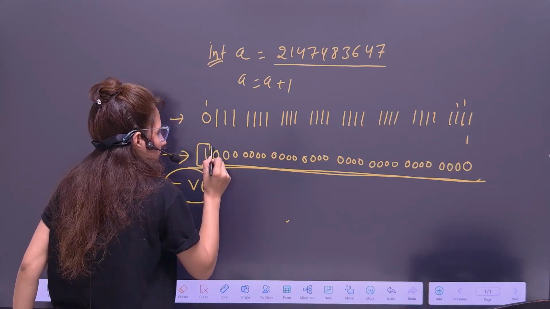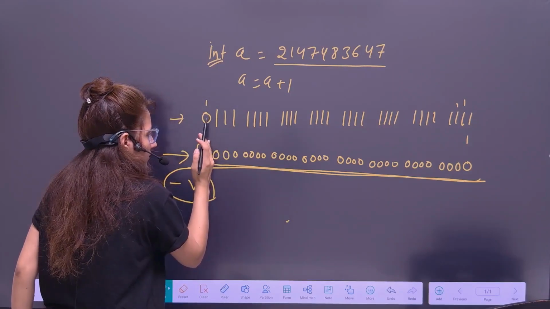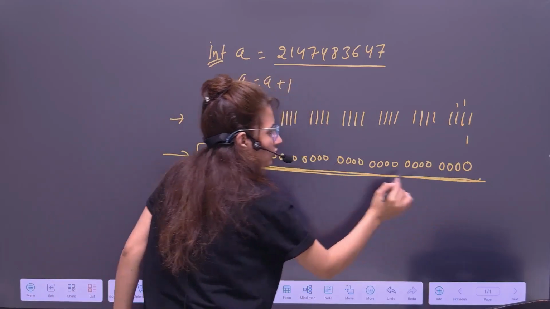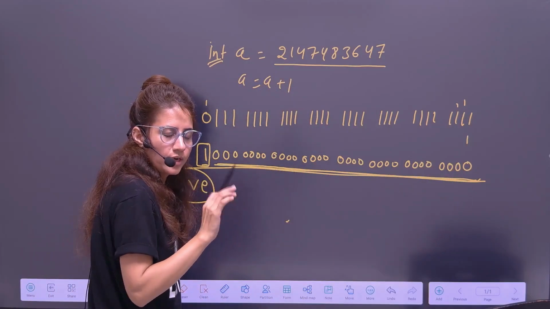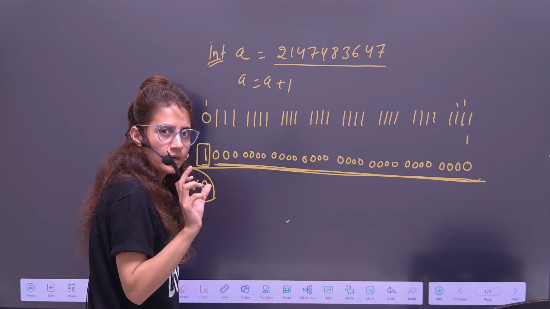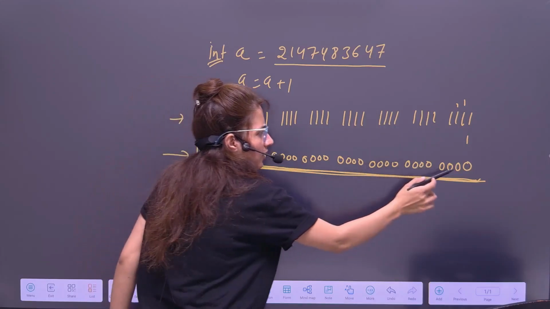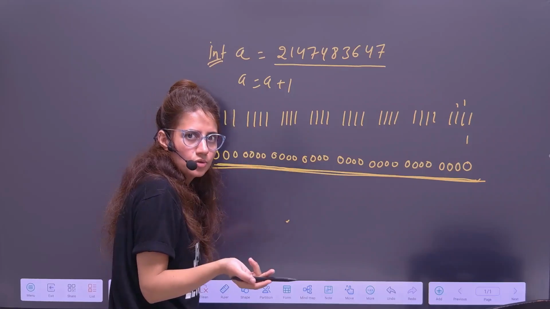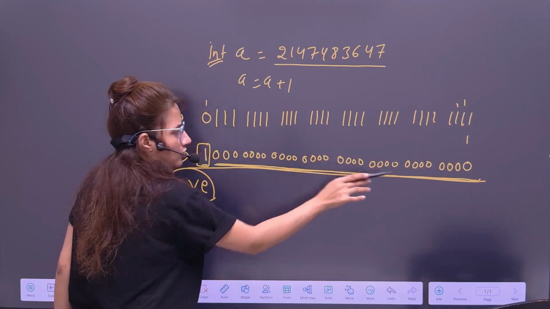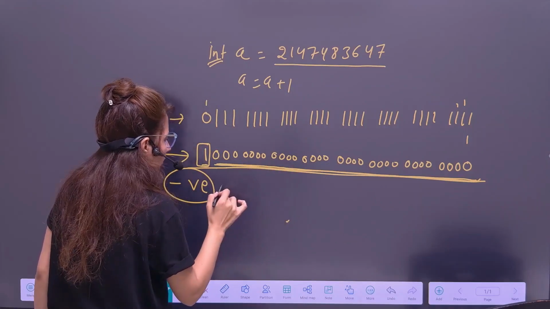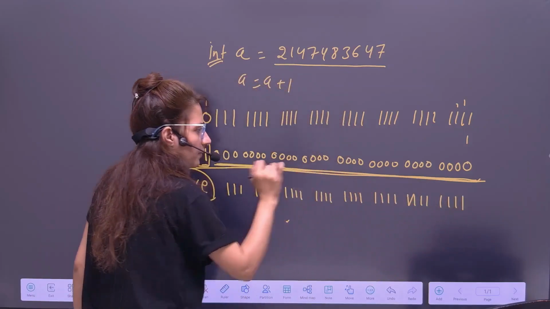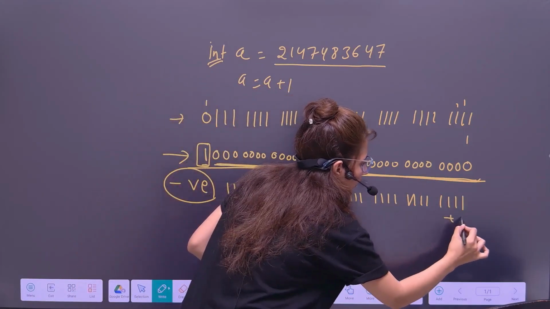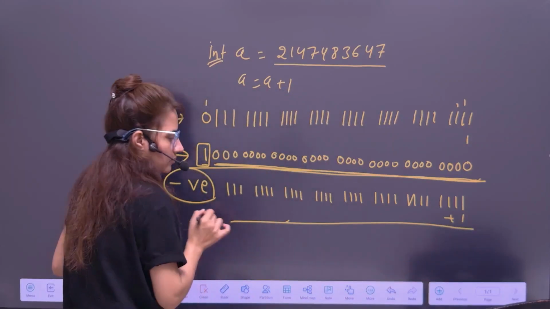So first, apart from this sign bit, for all the bits we will find the 1's complement to find out the magnitude. First, find the 1's complement. How to find the 1's complement? If there is 0, change it to 1. If there is 1, change it to 0. Now, everything is 0 here, so everything would be converted into 1. So this is the 1's complement of this number. After finding the 1's complement, add 1 again.